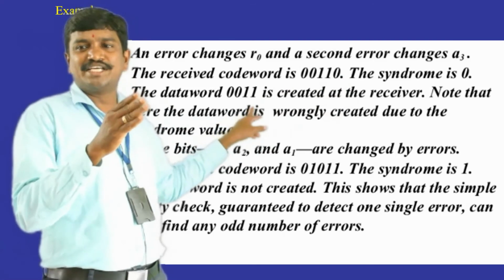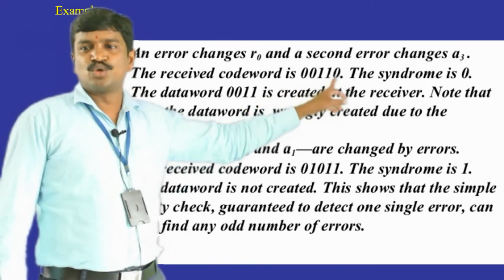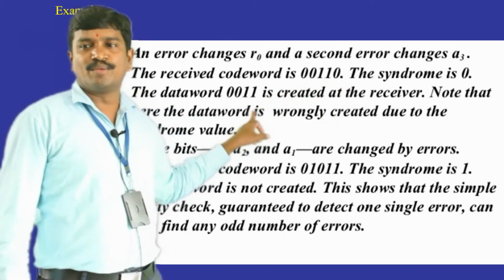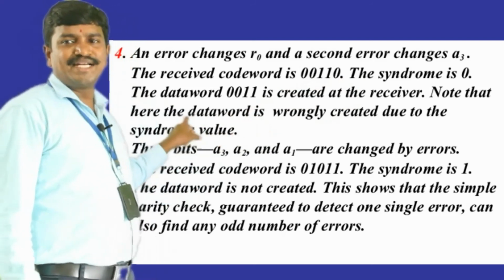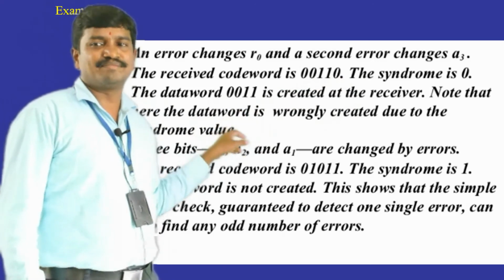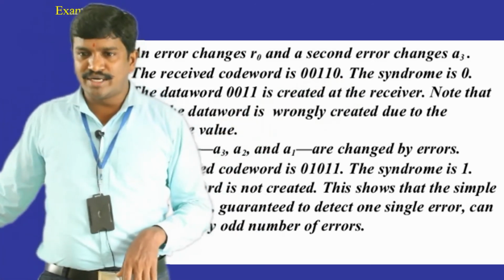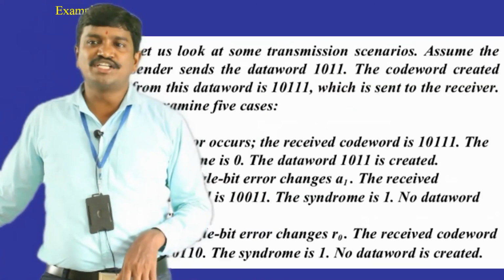And what word is created from it? The redundant bit is 0. So this is the redundant bit. Remove it and you get a word of 011. So this is created at the receiver side. But it is not the one which is sent by the sender. So the sent one is what? The sent one is 1011.